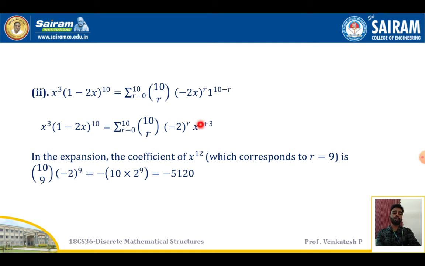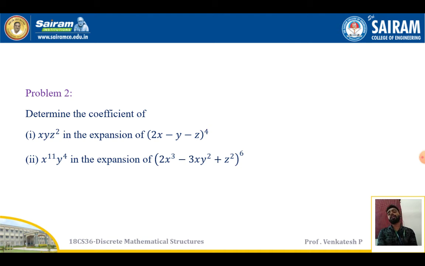So I need to get x power 12 here. To get x power 12, I must replace r with some value. So I can take r is equal to 9. If I replace r is equal to 9, I'll be getting x power 12 here, so that I can get the coefficient of x power 12. So what will I get now? After replacing r is equal to 9, I'm going to take the x power 12 coefficient. It is 10 C 9 (minus 2) whole power 9. On expanding this, I'll be getting minus 5120.